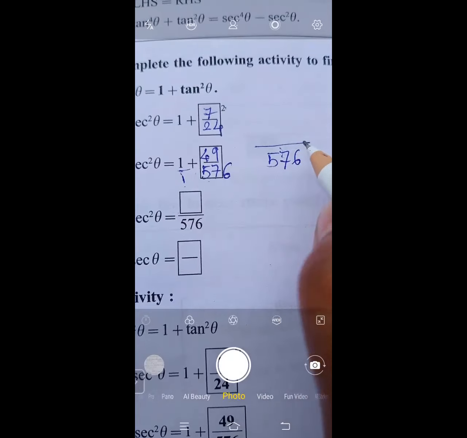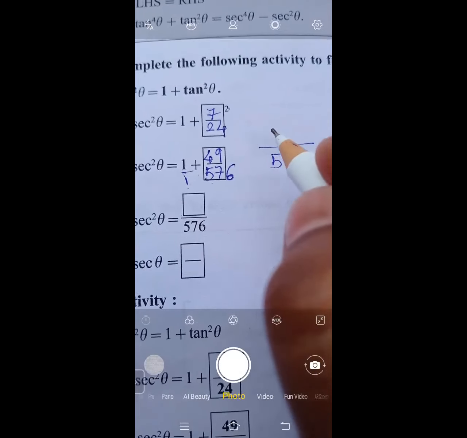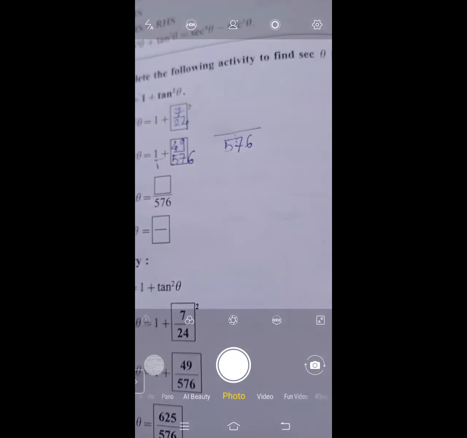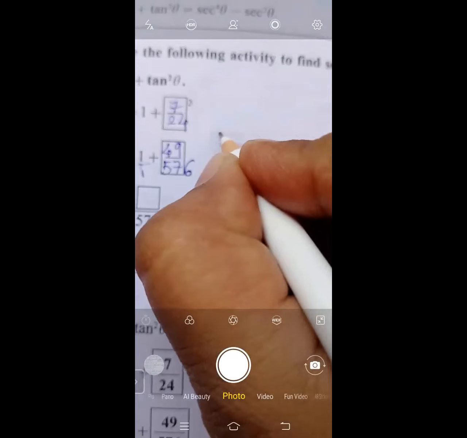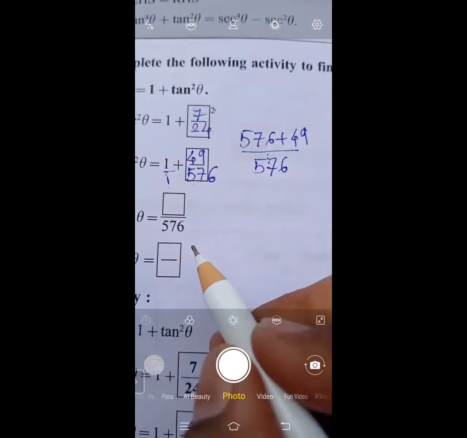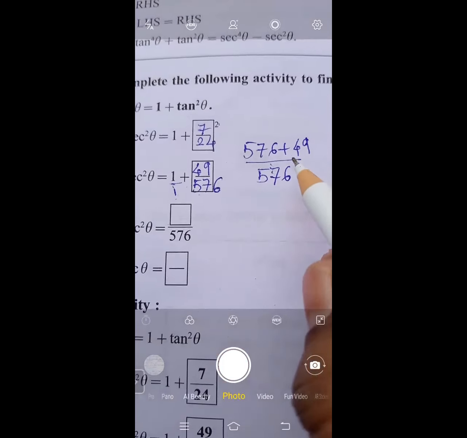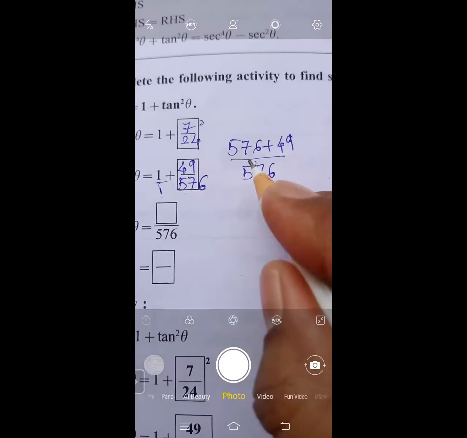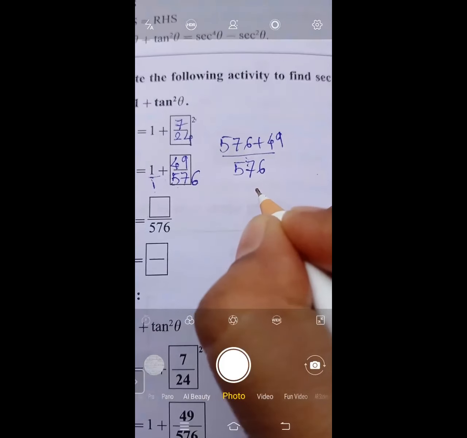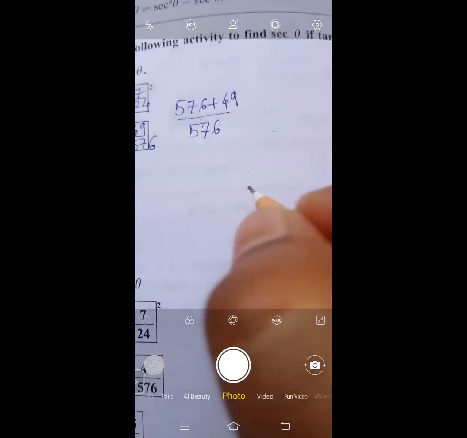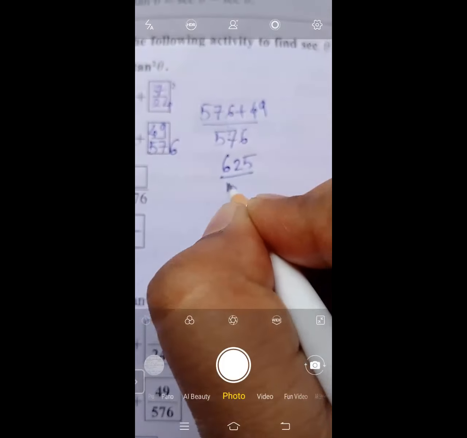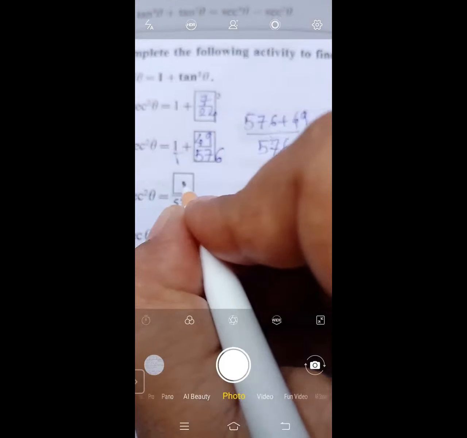But what about the numerator? Okay, we have to multiply 576 in the numerator. So we will get 576 plus 49. But now in this box, we have to write just the numerator and the answer. So add these, which gives you the answer 625. Okay, which is 625 divided by 576. So we will write here 625.